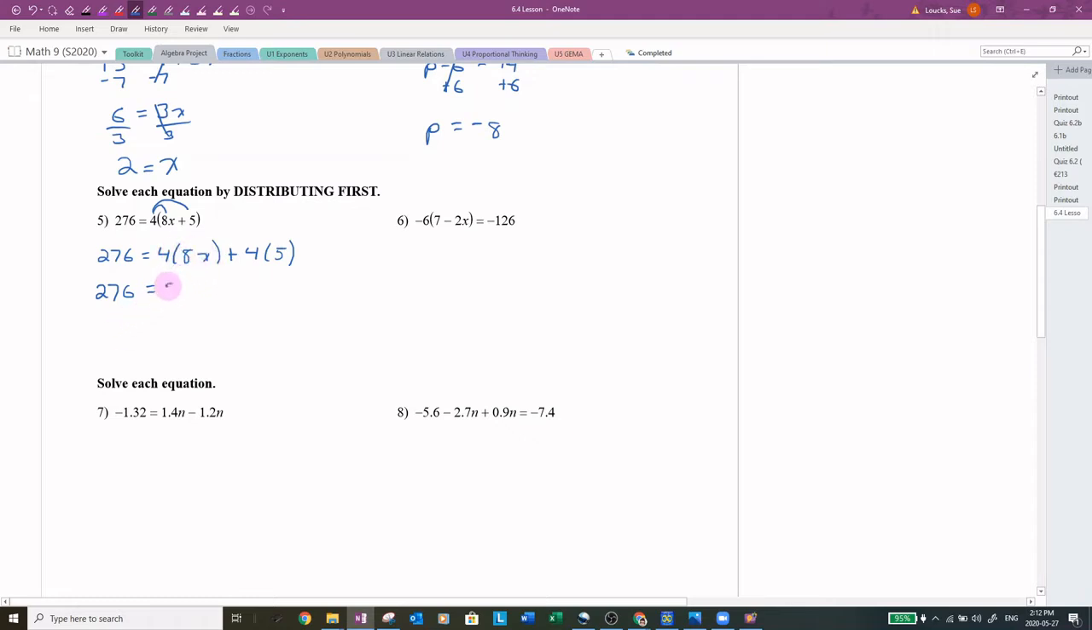4 times 8x is 32x, and 4 times 5 is 20. So I'm going to subtract 20 and subtract 20. And so I get 256 equals 32x. Divide that side by 32, divide that by 32, and I get x equals 8.